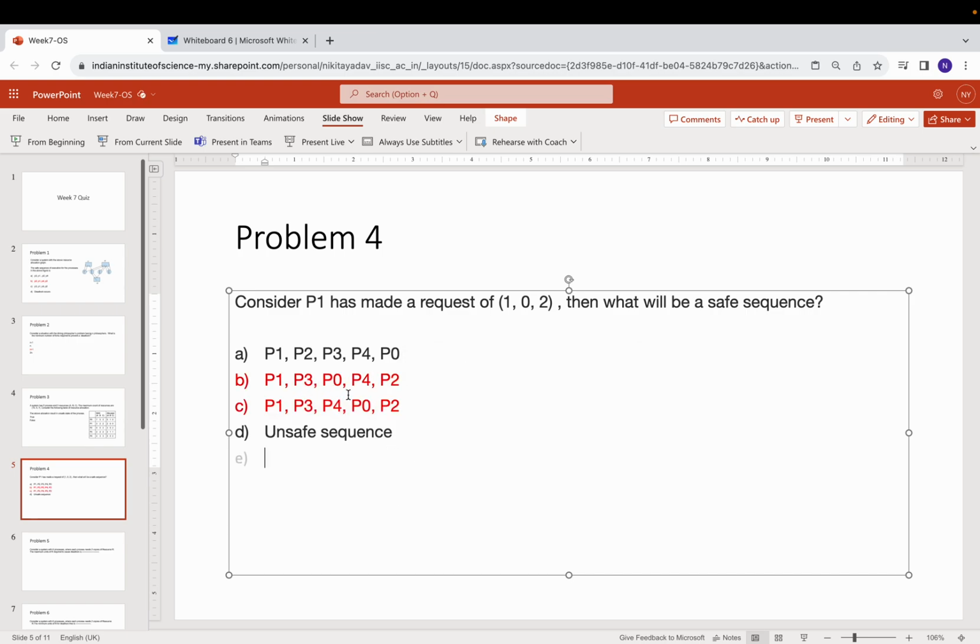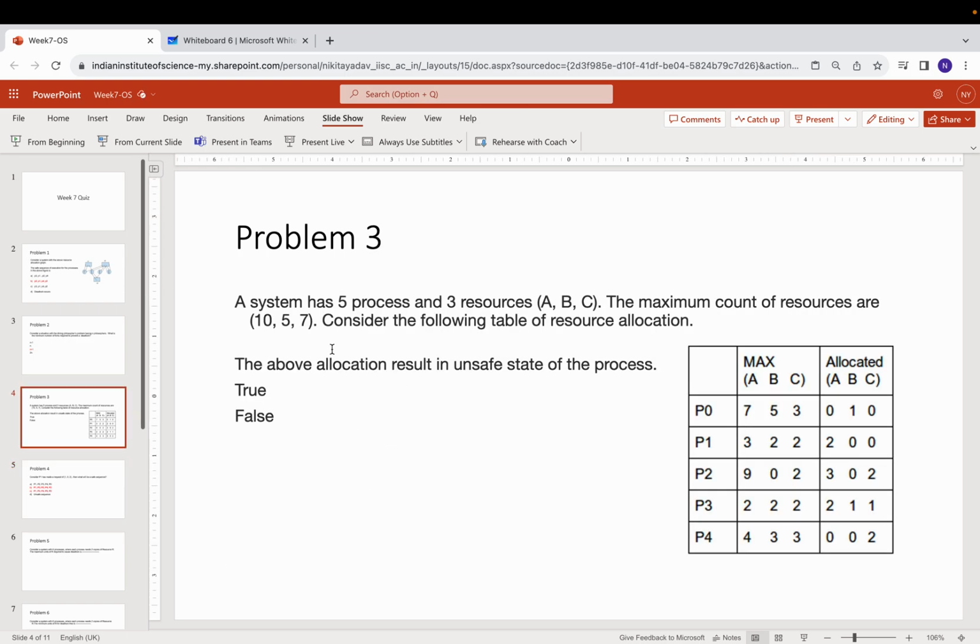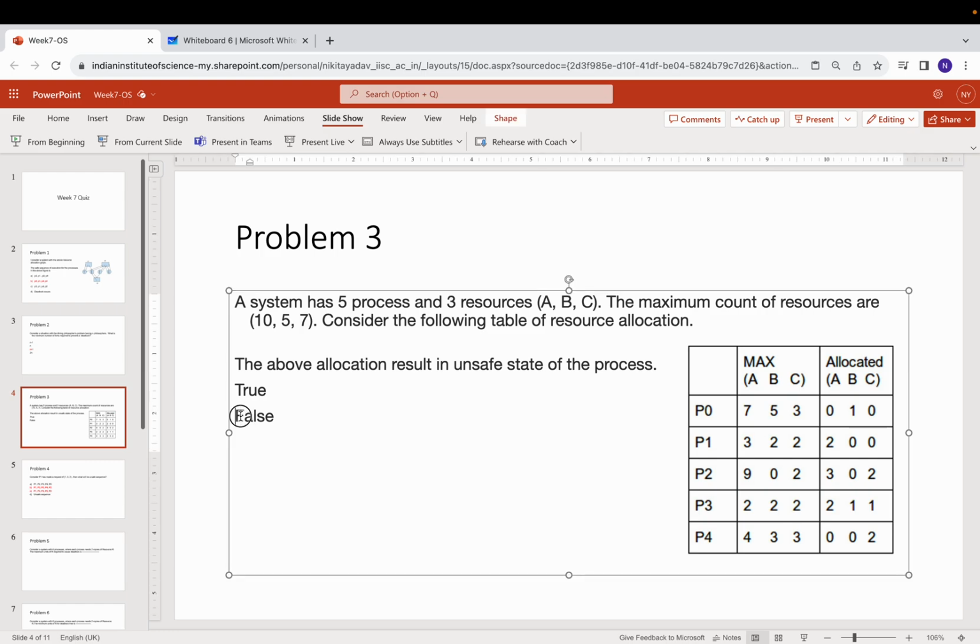Both of them are safe sequences, and the question here is whether this allocation results in an unsafe state of the process. No, there are allocations which do not result in an unsafe state, and hence this is false.